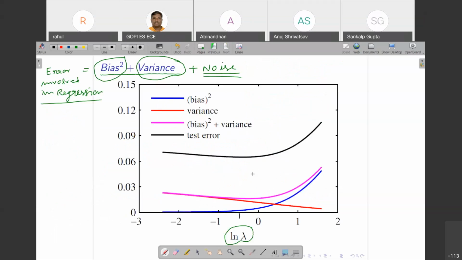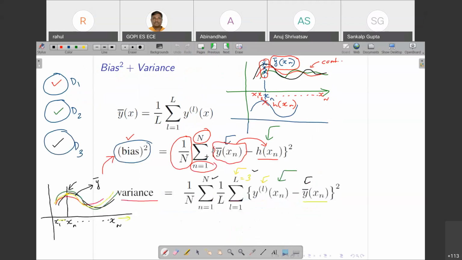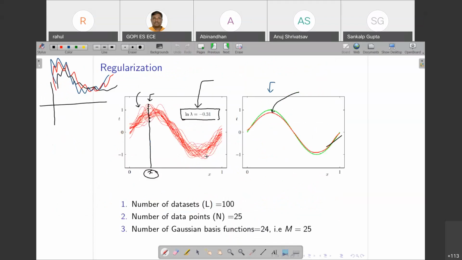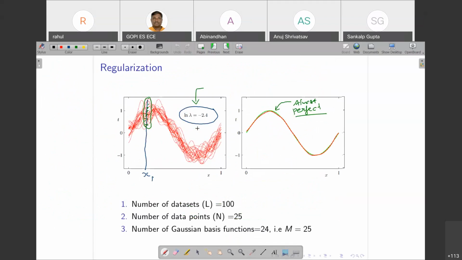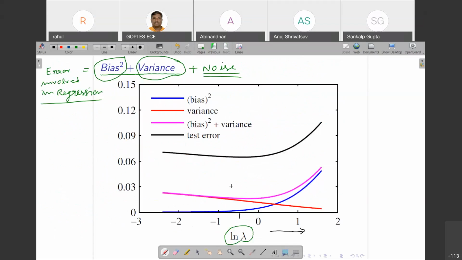So you are going to have that value of lambda equal to 0, which means there is no regularization in this expression. If there is no regularization, it involves only this first term. You can see that when lambda is increasing this way, the bias square is actually increasing. As lambda increases, your bias square is getting increased.